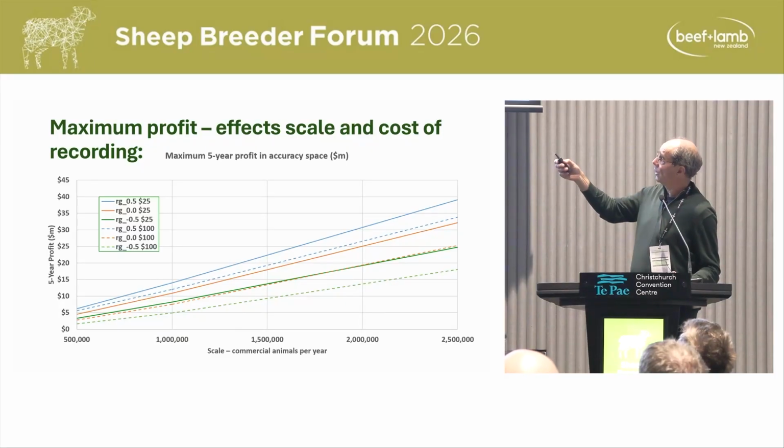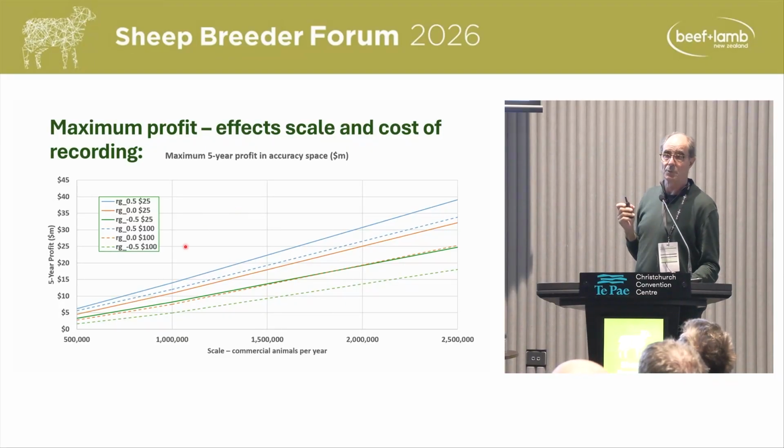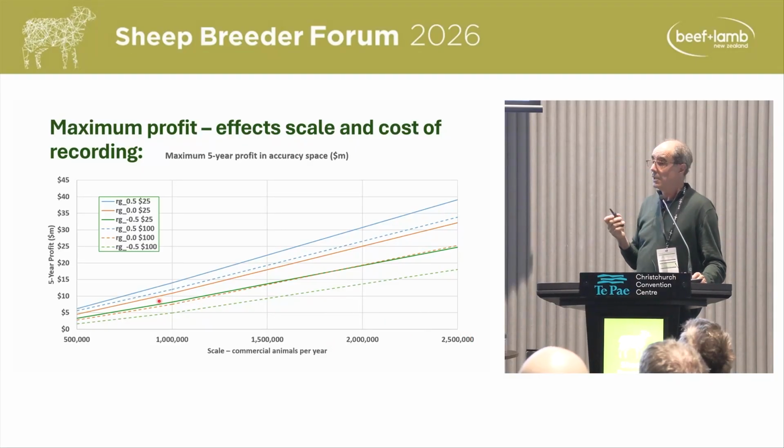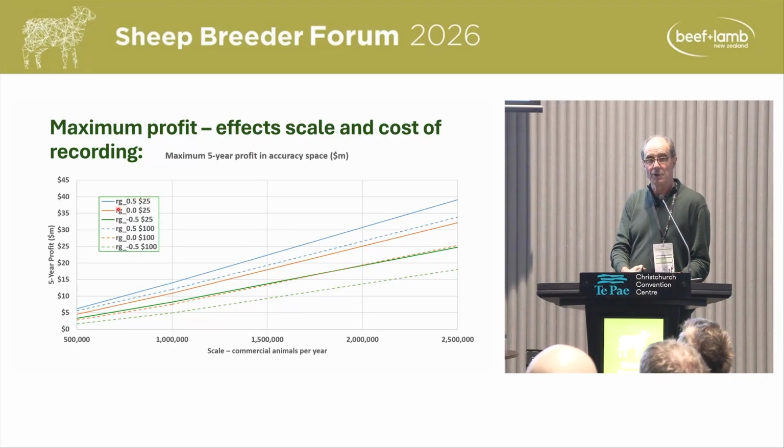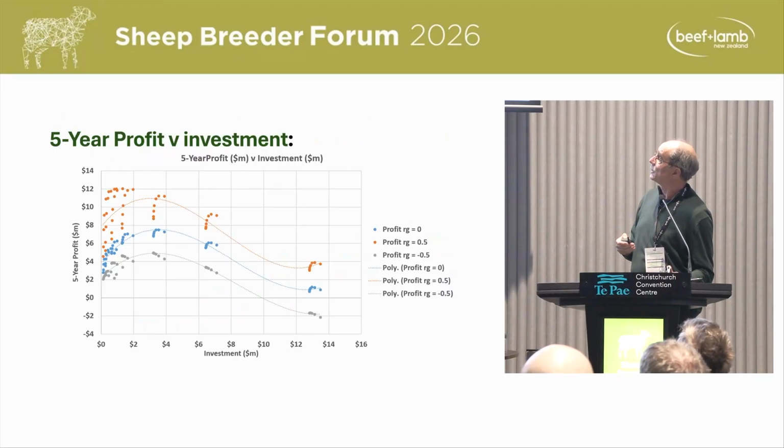It's easy to show that if you've got a bigger commercial population you're harvesting the genetic improvement across, then your profit's going to go up. Basically because once you've created the accuracy, you're just collecting the return from it over whatever your commercial population is, and if that's bigger, you're just going to make a bigger profit. So that's all that slide is doing really.